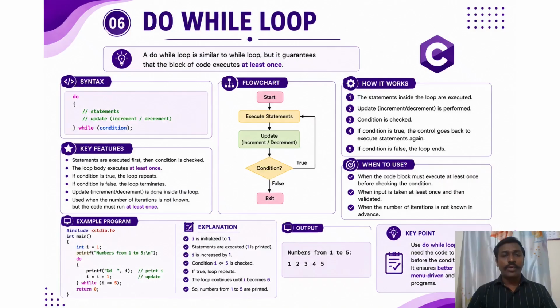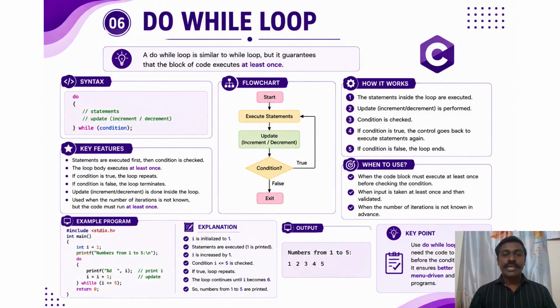What is a do while loop? A do while loop is similar to the while loop, but it guarantees that the block of code executes at least once even if the condition is false. So here the syntax is do, then the block of statements, and then at the end of the loop the condition will be there, while the condition.